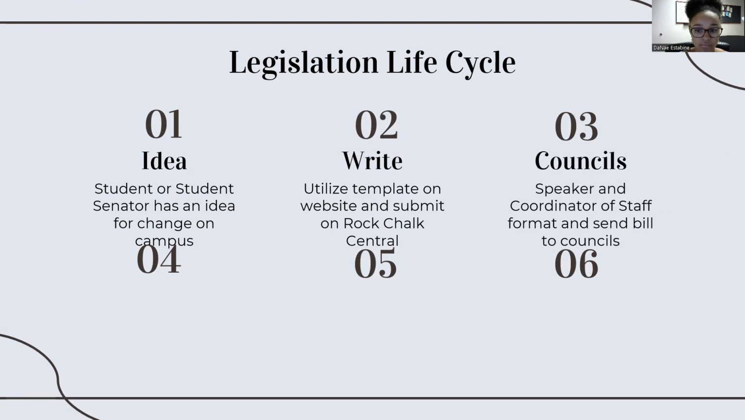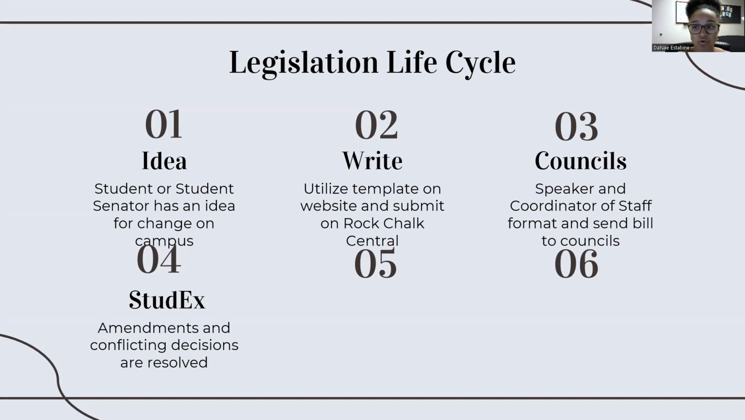And then from there, the speaker and the coordinator of staff will formally format the bill and then assign it to a particular council. So within the legislative branch, there are three councils: the Finance Council, the Student Rights Council, and the Social Justice Council. And so the bill will be sent to two of those councils, and it will go through those councils, and then once it's passed in those councils, it will go to StudX.